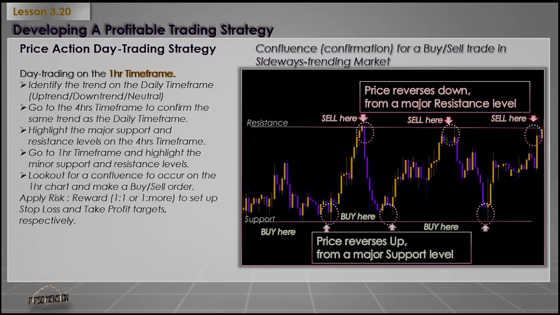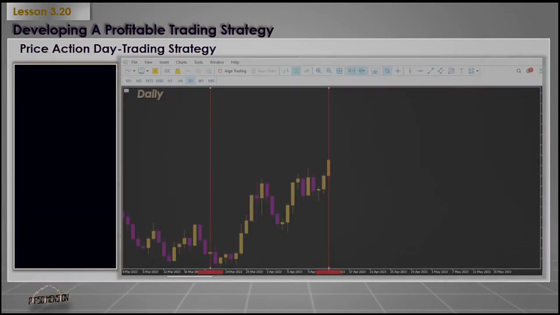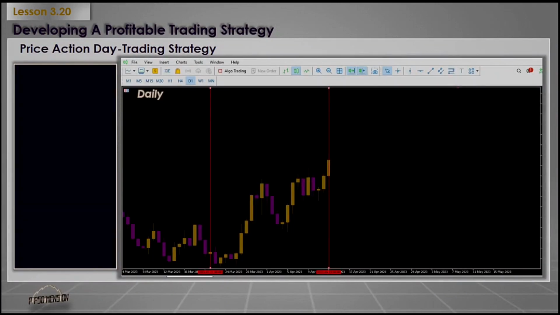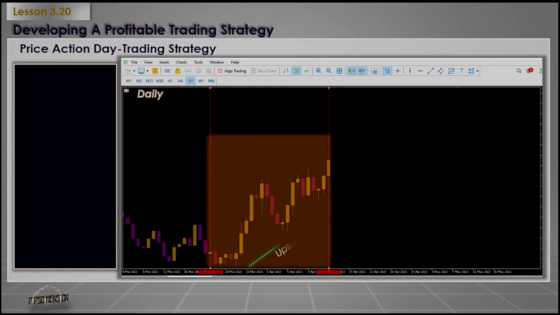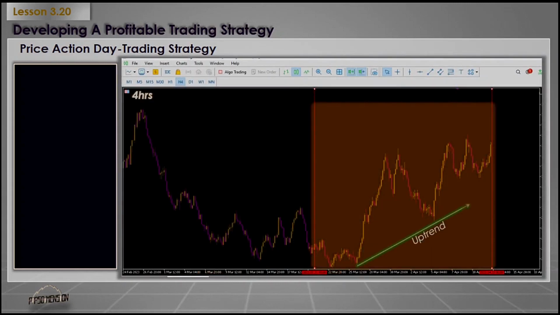Now, let us look at some examples of trades with the price action day trading strategy. For day trading, we start performing our price action technical analysis from the daily time frame. Let's look at the first day trading example. On the daily time frame, we can identify the current trend to be going up. So we'll move back to the 4 hours time frame to confirm if the current prices are in the same trend as the daily time frame. The current prices are trending up as well, so we will look out to make only buy trades.